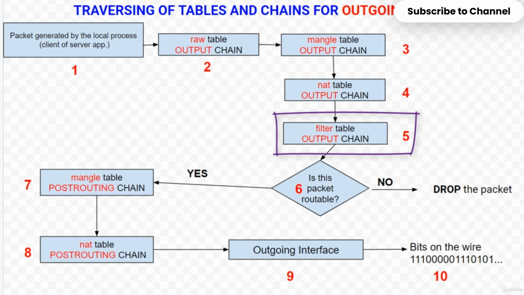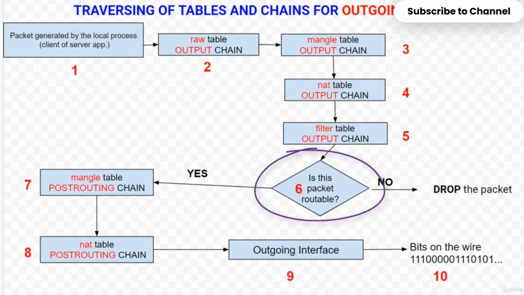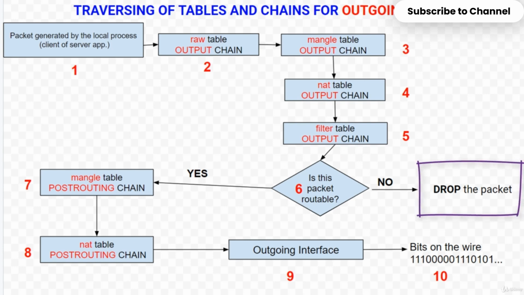Here we perform filtering, which means dropping or accepting outgoing traffic. It's very important to filter also outgoing traffic, not only incoming traffic, because we don't want possible malware or rootkits to communicate outside our network. After the packet traverses the filter table of the output chain, the Linux kernel checks if the packet is routable, or if the IP destination is in the routing table. If it's not routable, the firewall drops the packet.